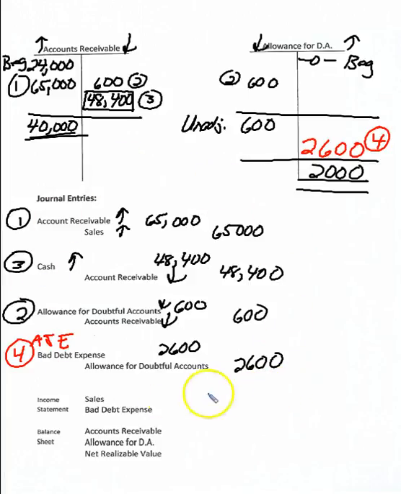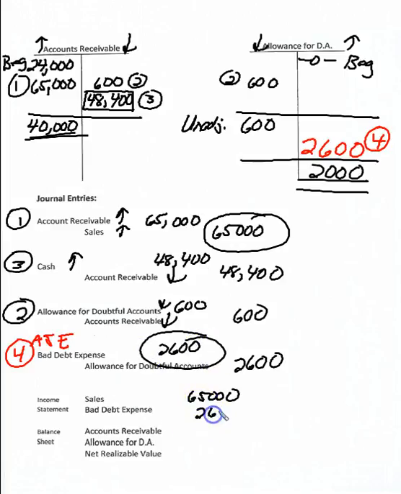Okay, well, let's look at all these journal entries. We have sales of $65,000. That'll go on the income statement. We have bad debt expense of $2,600. So those will be matched together, right, in the same accounting period. We want to match revenue with its related expense.